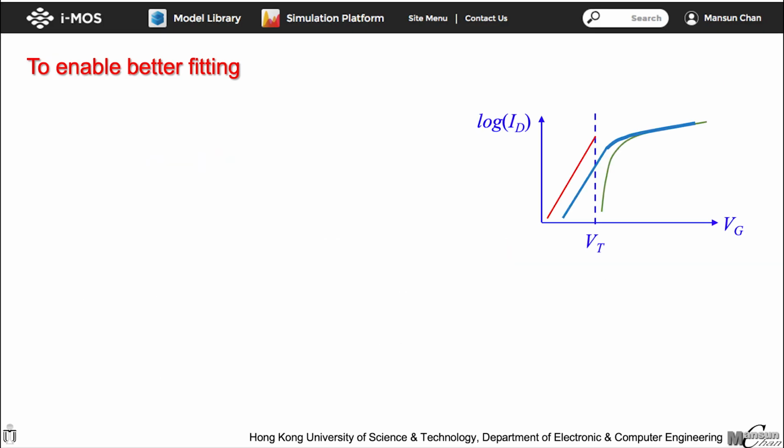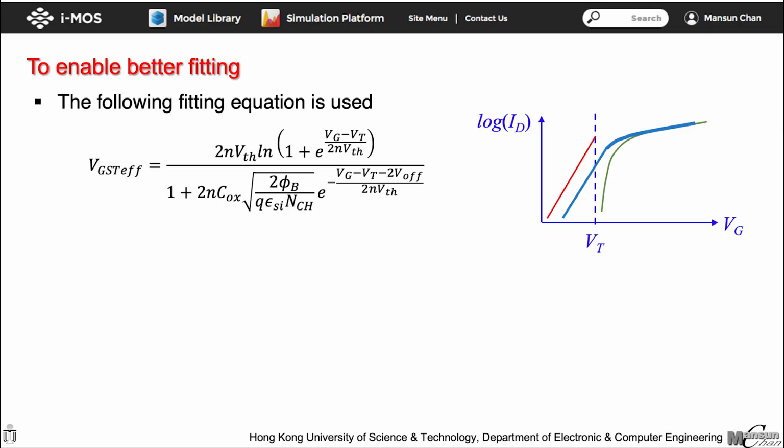To achieve better fitting, the VGST effective function used in BSIM3 is given here. The purpose of this complicated function is just to introduce a fitting parameter Voff to provide an offset to the voltage axis in the subthreshold current. The quantity in front of the exponential term in the denominator is to provide some physical meaning to the expression. But it is not important as it can be absorbed into Voff, which is an arbitrary fitting parameter anyway.